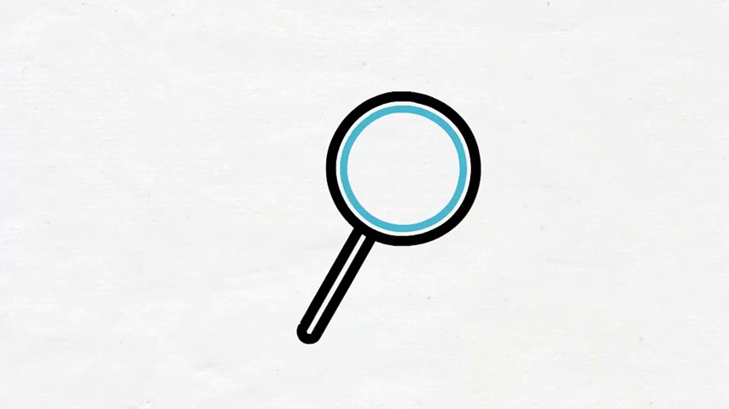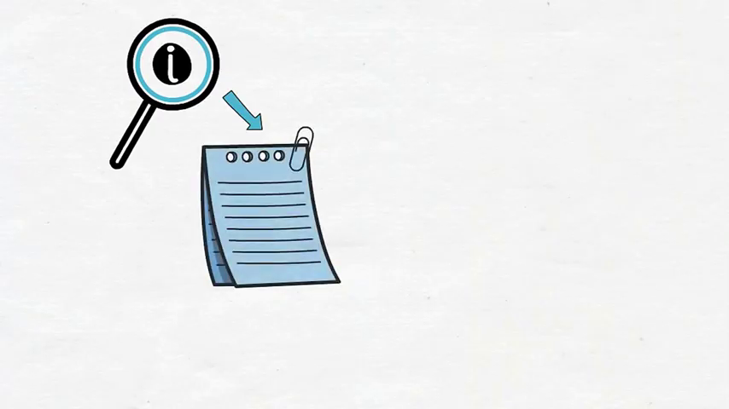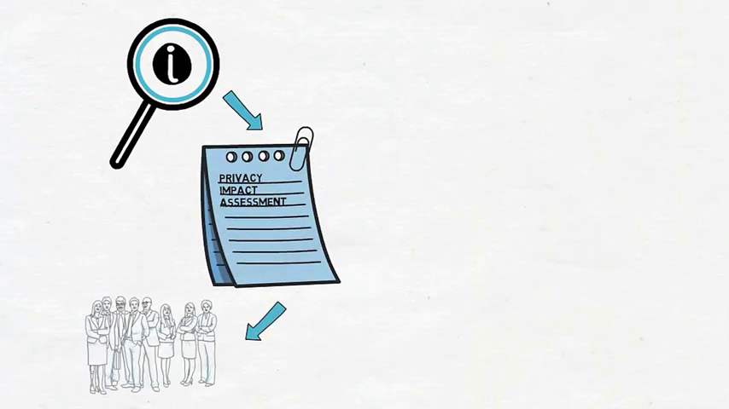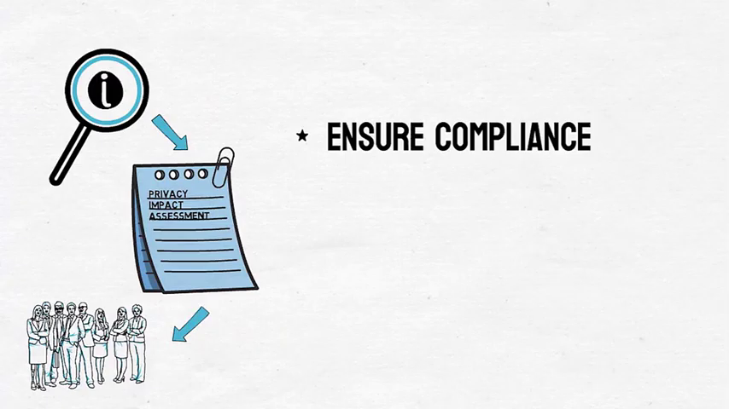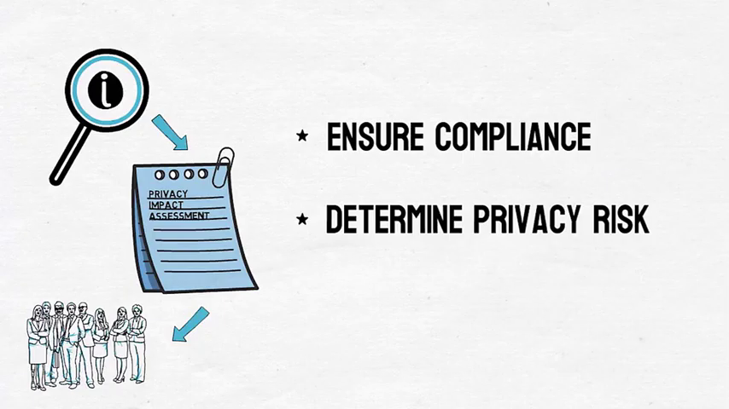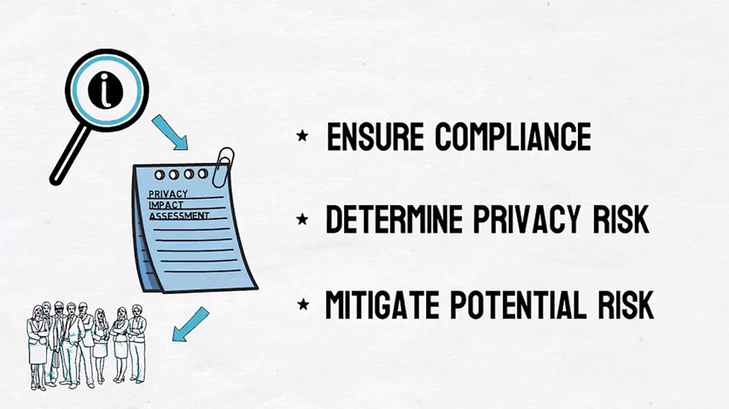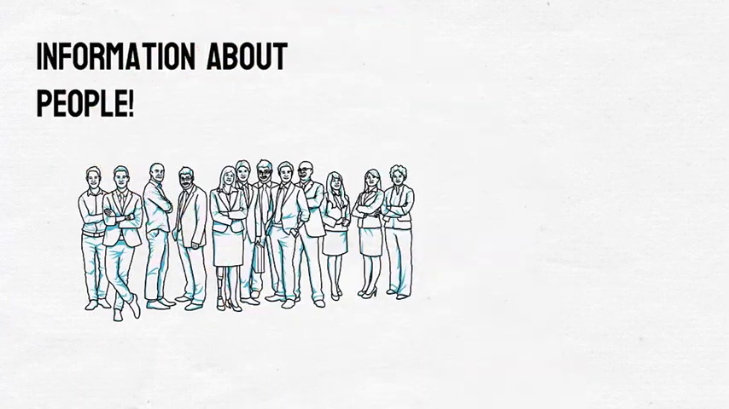A PIA is both an analysis of how information is handled and a formal document detailing the process and outcome of the analysis. PIAs also inform the public about agencies' handling of information. Through PIAs, agencies ensure compliance with privacy-related legal, regulatory, and policy requirements, determine privacy risks of handling the information, and examine and evaluate ways to mitigate potential privacy risks. PIAs address the handling of information about people.